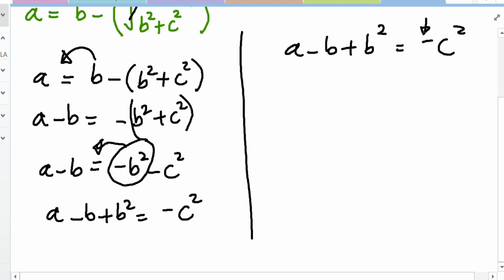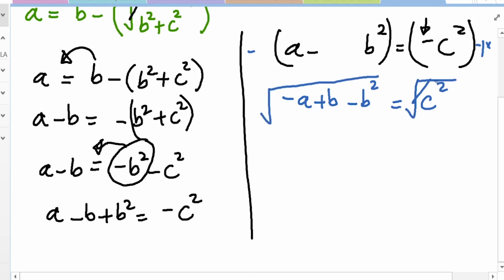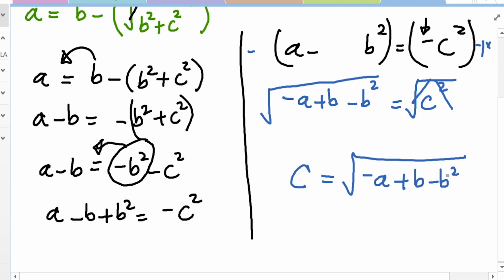To remove this negative from here, let's multiply both sides by negative 1. So times negative 1 here, times negative 1 here. So this becomes negative a plus b minus b squared is equal to c squared. So when I find the square root on both sides, I shall end up with c giving me the square root of negative a plus b minus b squared. I have made c the subject of the formula in the process.